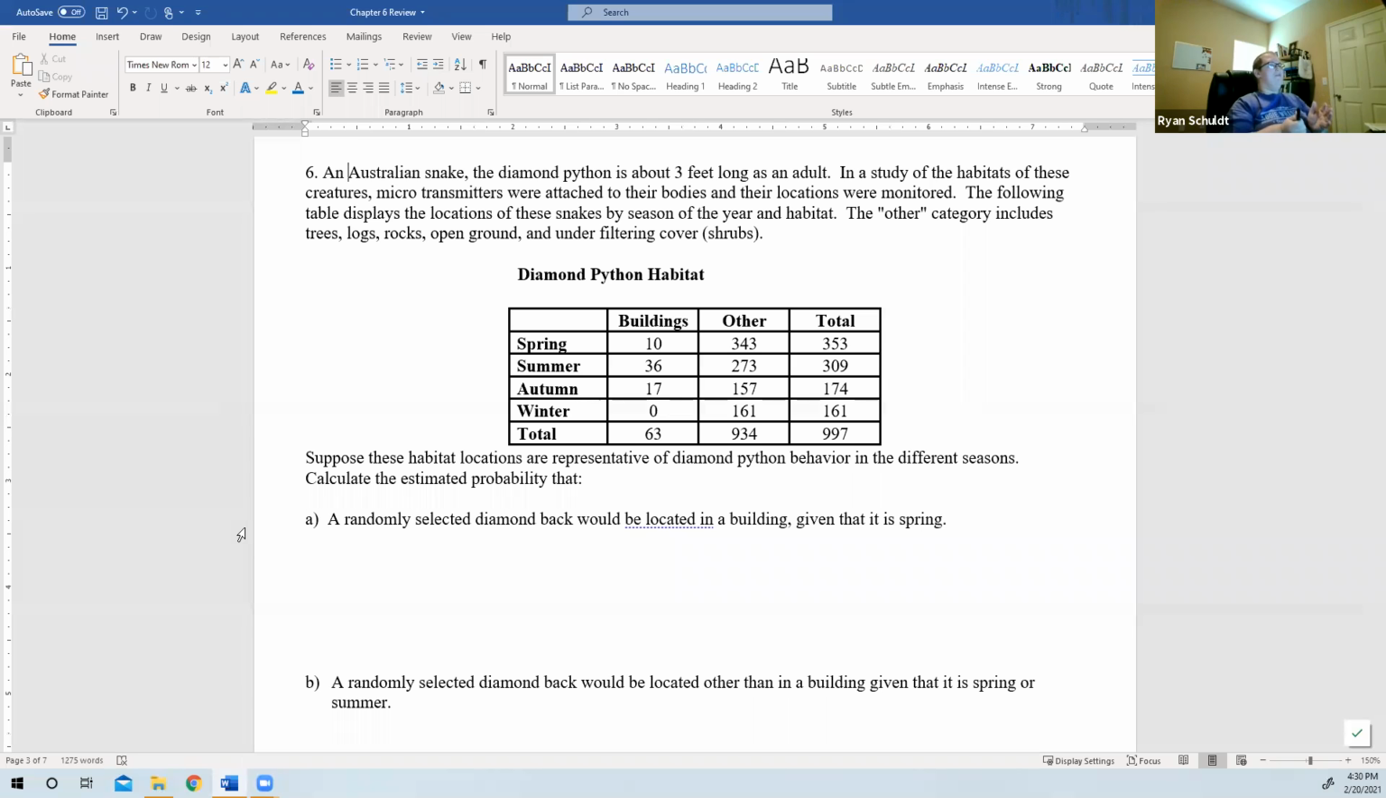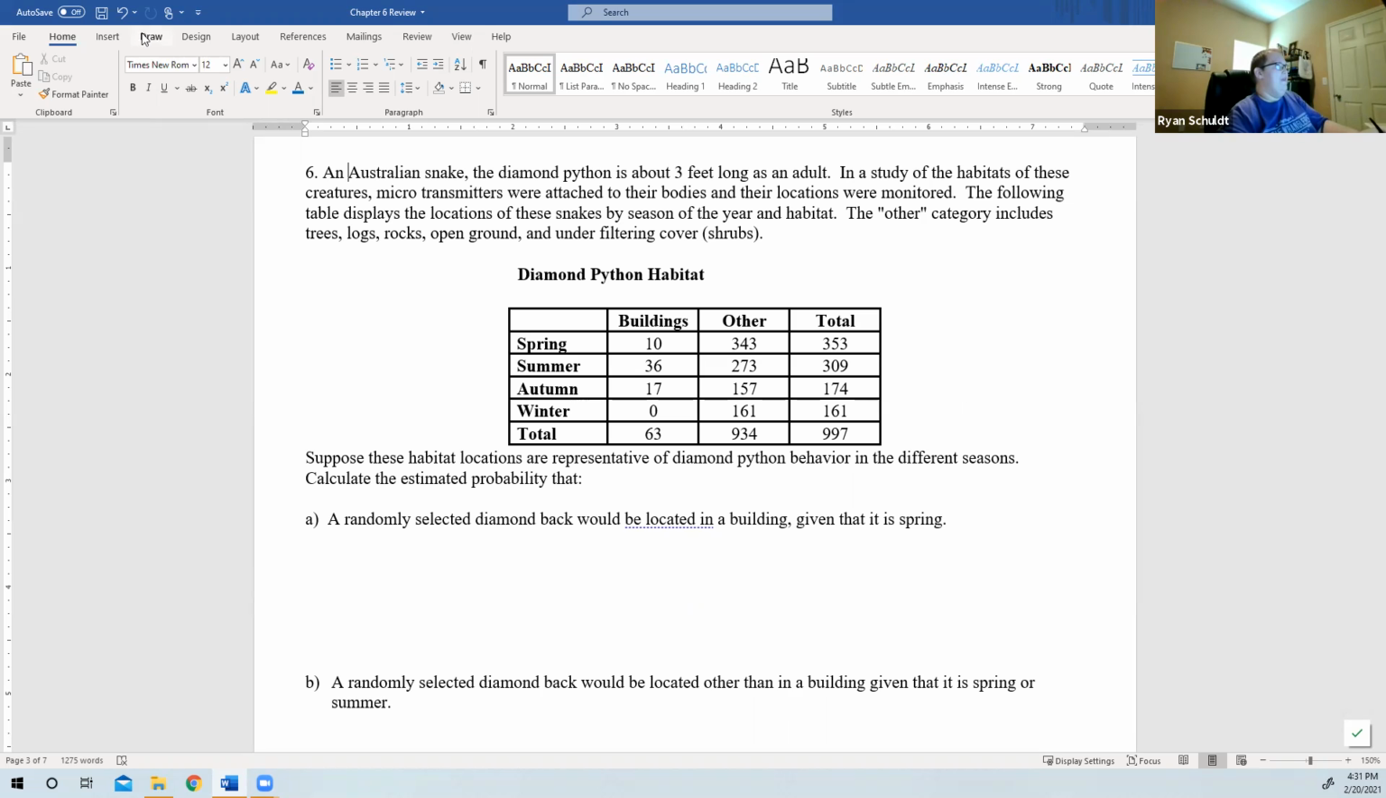So what we're really interested in here is, did they go into a building? Nope rope in my building? Nope. Or did they go into their natural habitats? Hopefully their natural habitats. I don't want a nope rope in my building, especially a python. Suppose these habitat locations are representative of dominant python behavior in the different seasons. Calculate the probabilities that, and then we have three different things to calculate.